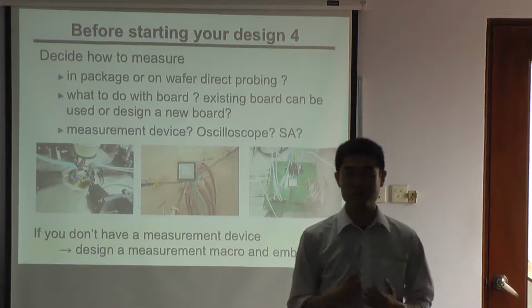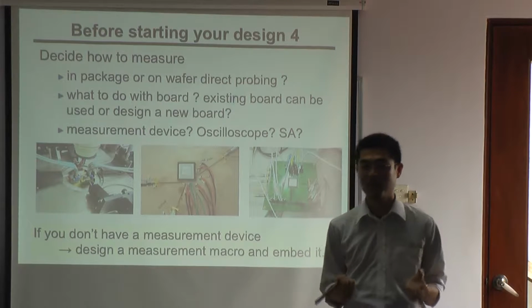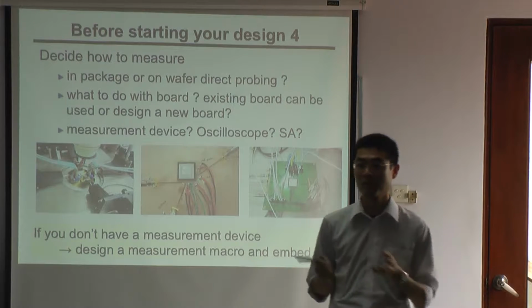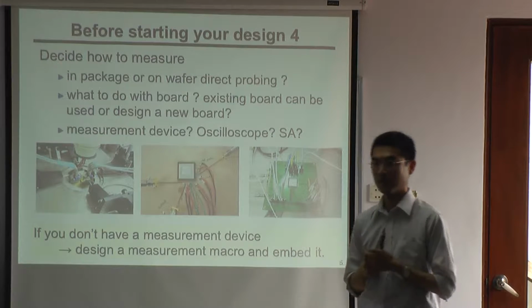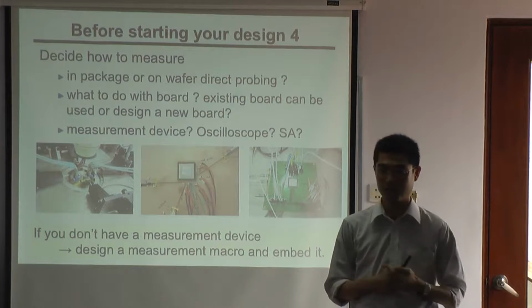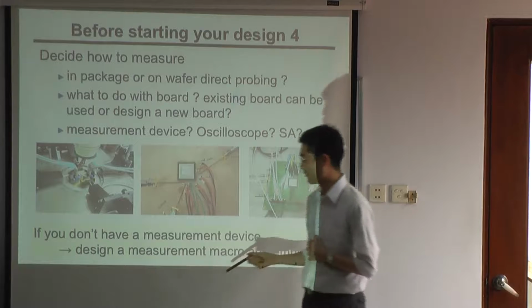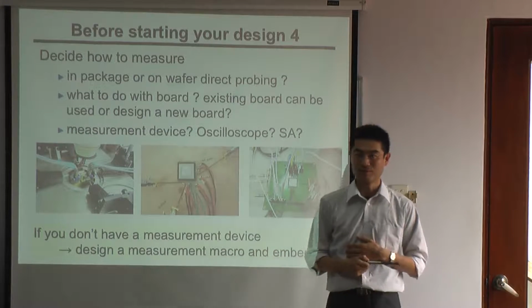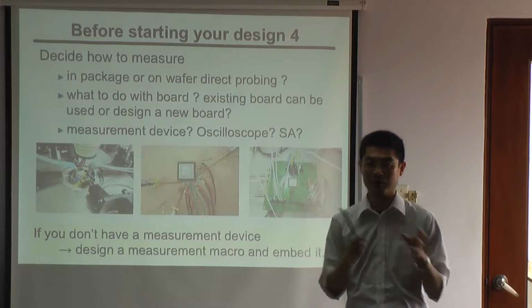And also, if you don't have a measurement device, for example, if you want to design 100 gigahertz operation, but you don't have such kind of measurement system. Your measurement system can measure up to 20 gigahertz. And you don't want to give up designing 100 gigahertz. So in such a case, you design a kind of measurement macro and embed that measurement macro into it.